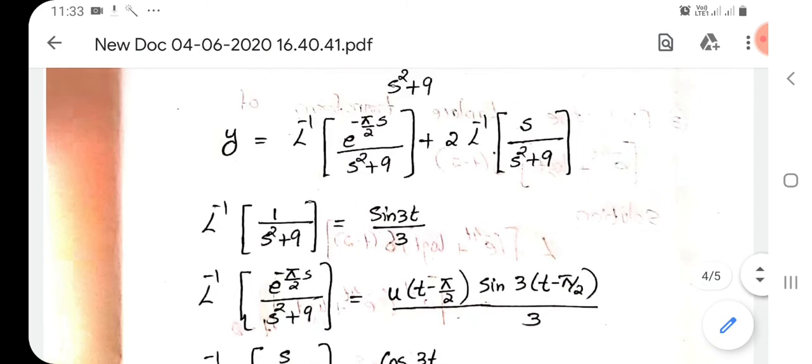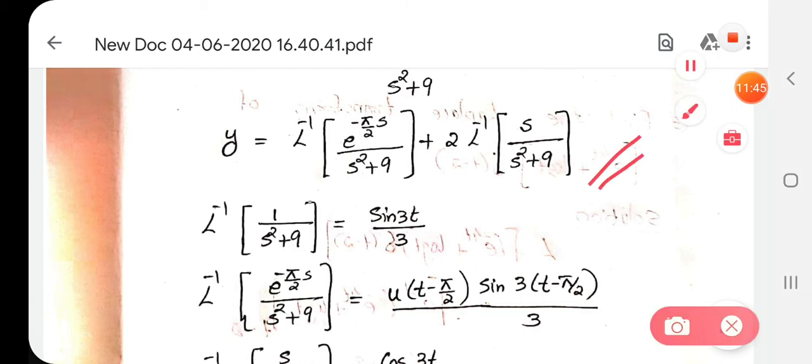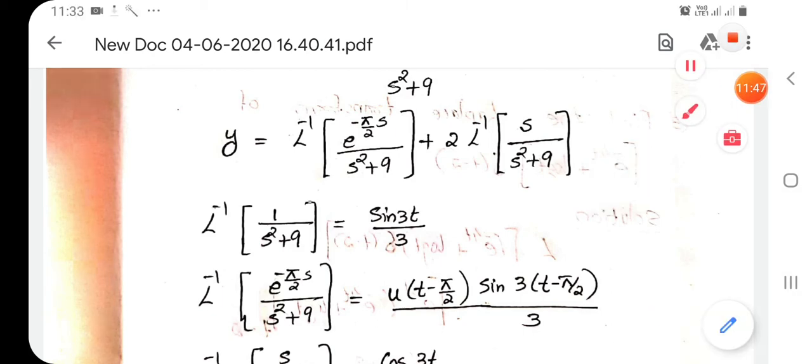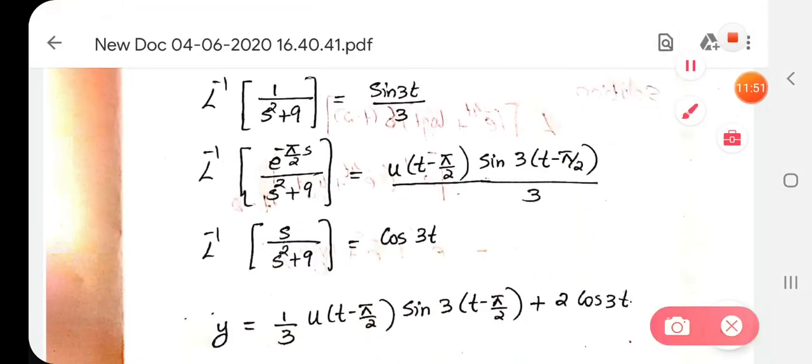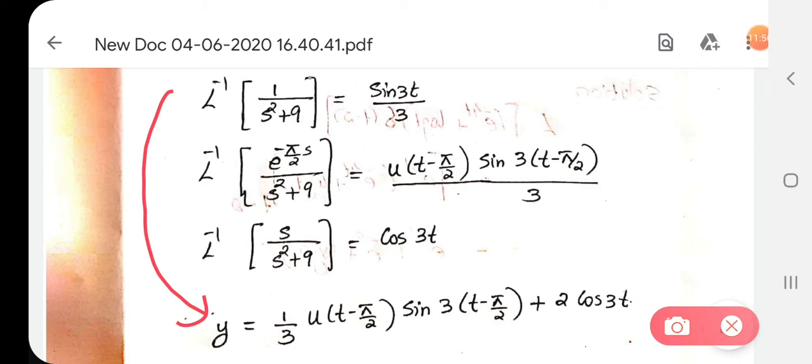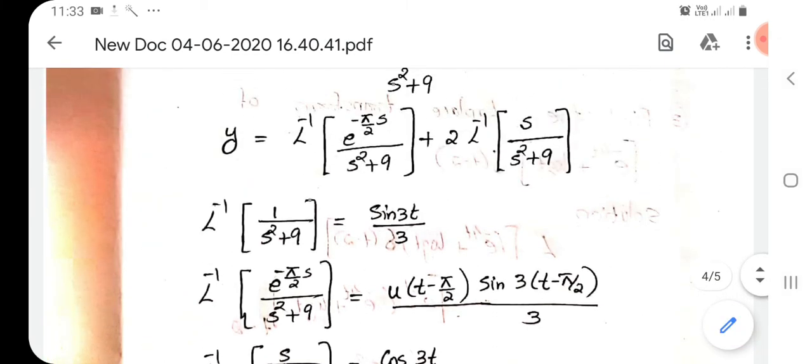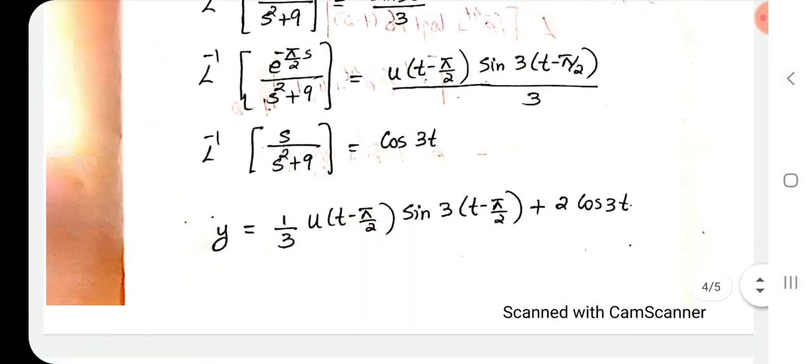So from here, substituting these values, this inverse transform in y, we have the value of y. L inverse of y is L inverse of these functions, that is L inverse of the first function is 1 by 3 into u of t minus pi by 2 into sin 3 into t minus pi by 2, plus 2 cos 3t. So 2 into this function is 2 cos 3t.